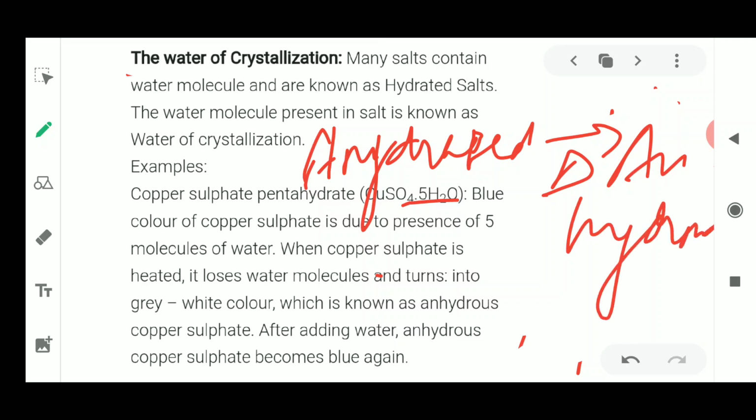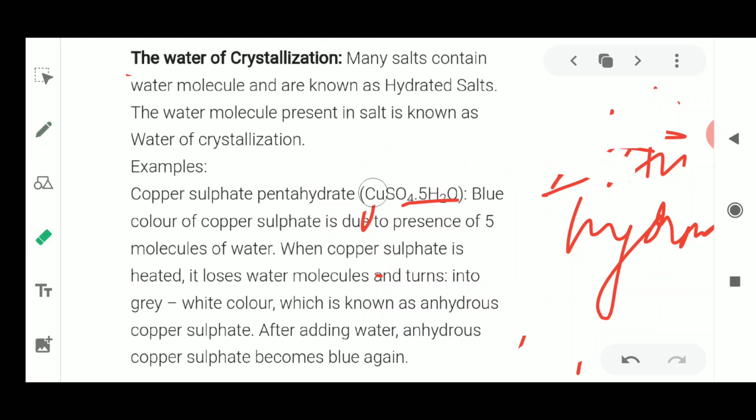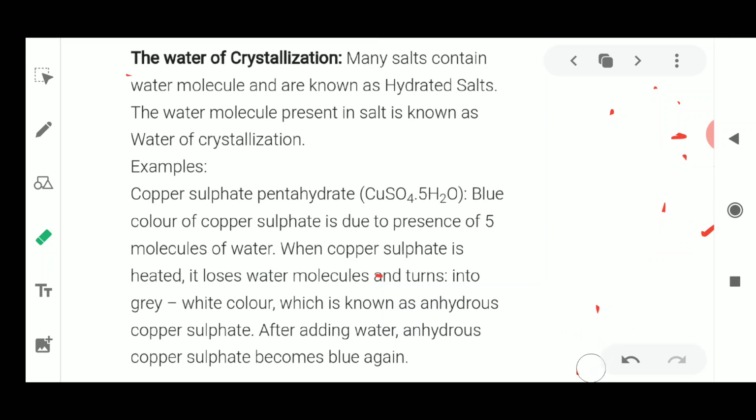Okay, this anhydrous salt is known as the salt from which you have removed the water of crystallization. This hydrated salt becomes a dry salt. Wet salt, which contains water of crystallization, is called hydrated salt. And those crystals which are free of this water of crystallization are known as anhydrous crystals, anhydrous salts.